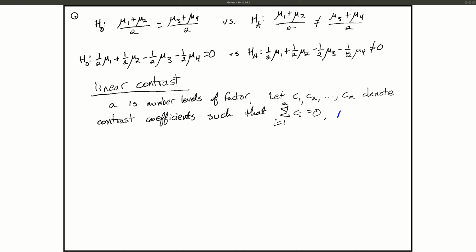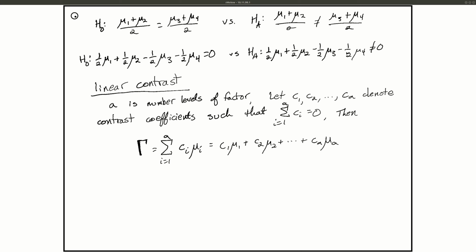Then we can define a contrast like this. We say that gamma, this contrast, is equal to the sum from i equals 1 to A of each contrast coefficient, C sub i, times the mean for that level, mu sub i. So in other words, this is C1 times mu1 plus C2 times mu2, and so on, all the way up to C sub A times mu sub A.